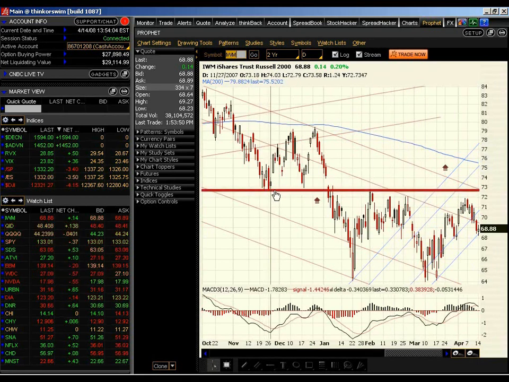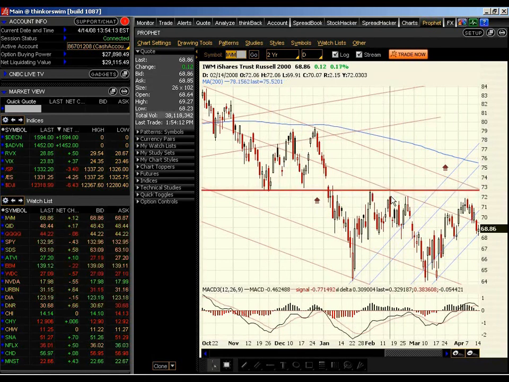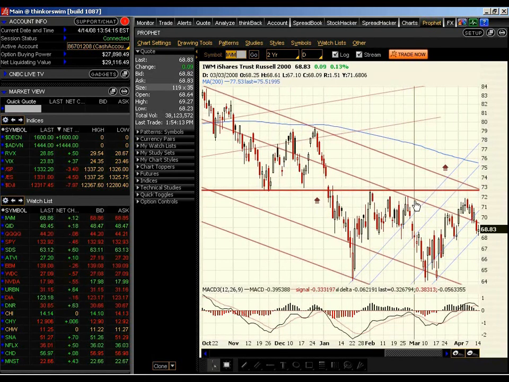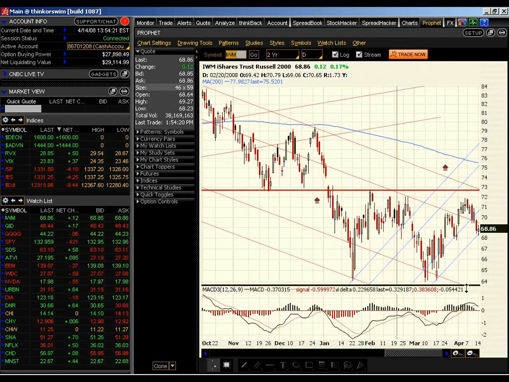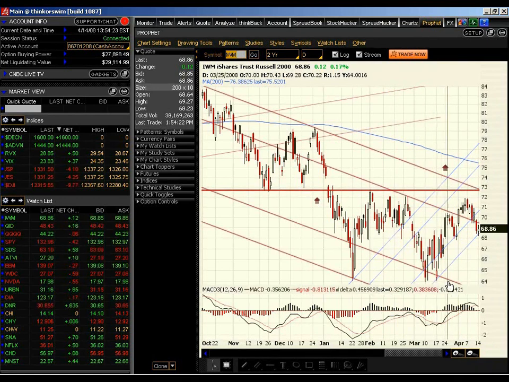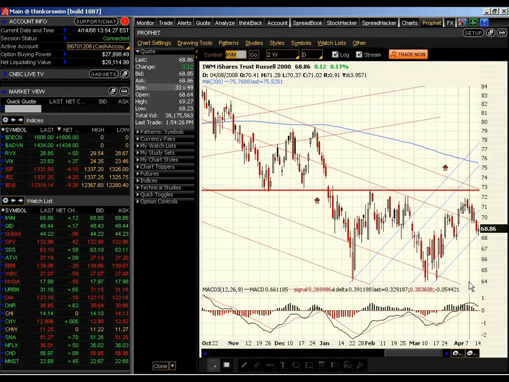It was support here, and what happens to support? It turns into resistance after it breaks through, and it hit it here, it hit it here, it attempted it on these 2 points. It came back up again here, very close to it, but then sold off. And on the downside, it looks like around 64 is the support area for the IWM.